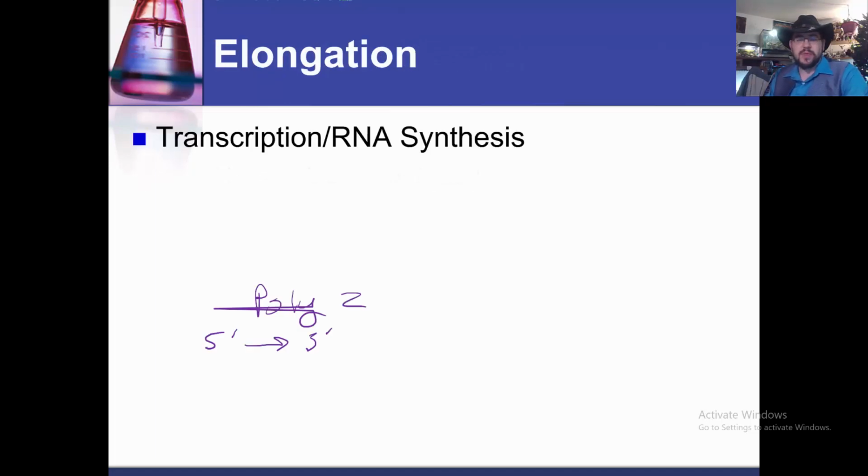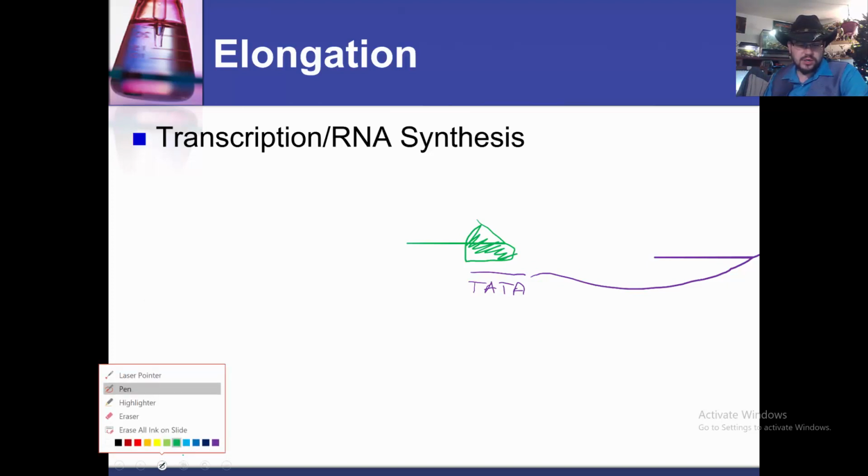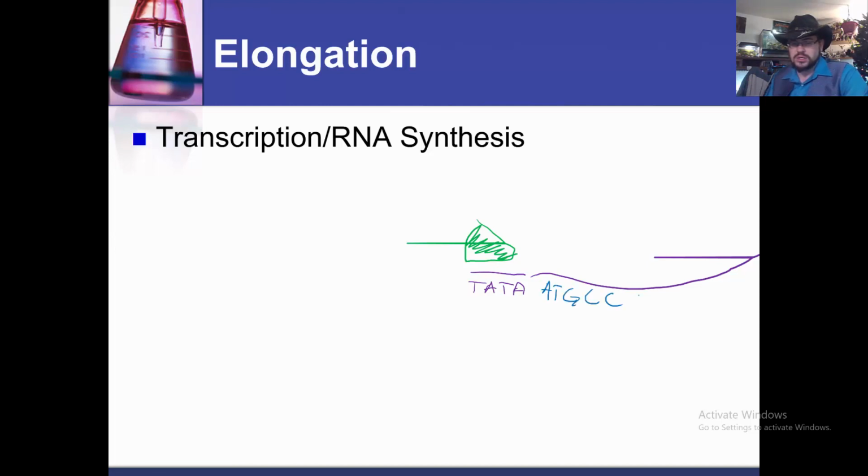So elongation is pretty simple. This is where we actually do our RNA synthesis, right? So here's our little TATA box, and we've got our gene. And then we've got polymerase II rolling along here. So here's my polymerase II. And then we've got the particular nucleotides on there. Let's just throw down some random ones: A, T, G, C, C, G, A, T, A, T, C, G. There we go. Some random nucleotides.